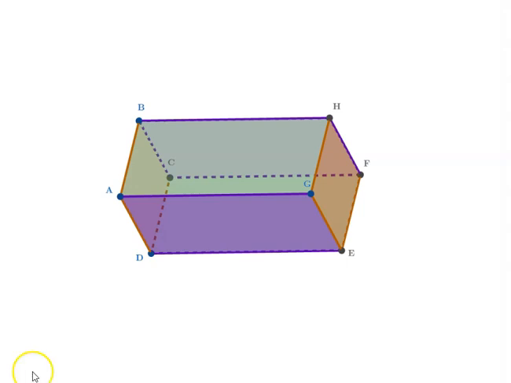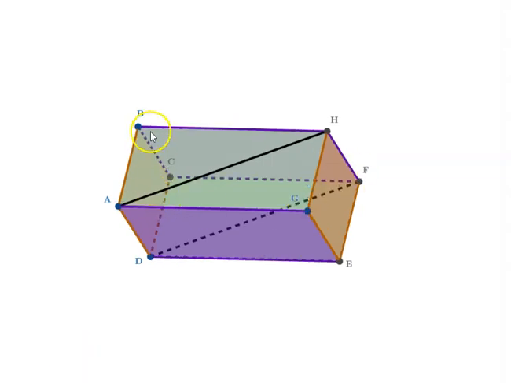Let's join AH and DF. The triangle ABH is going to be congruent to DCF. Okay. Why? Because AB is equal to DC, because remember, they are parallelograms. BH is equal to CF. Again, BF is a parallelogram. And angle ABH is equal to angle DCF. So these two triangles are congruent.